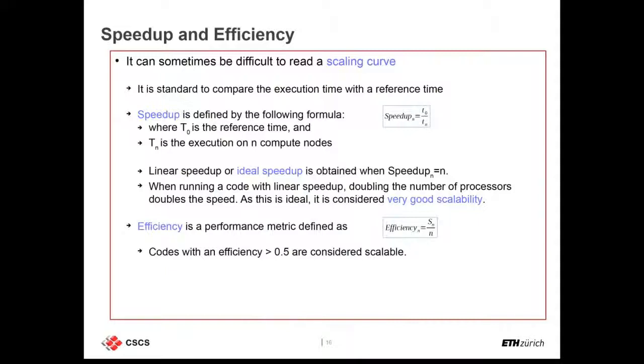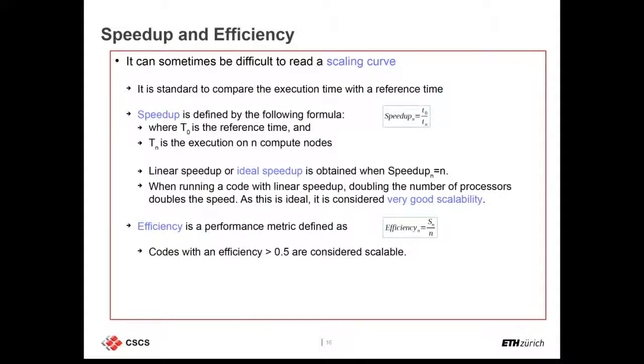A perfect code will scale with the number of compute nodes, but of course that's very difficult to achieve. Another performance metric is the efficiency, and it's just the ratio of the speed up over the number of compute nodes. It's the same: a perfect code will have an efficiency of 100% or 1, and I will consider a code with an efficiency greater than 50% as a scalable code.